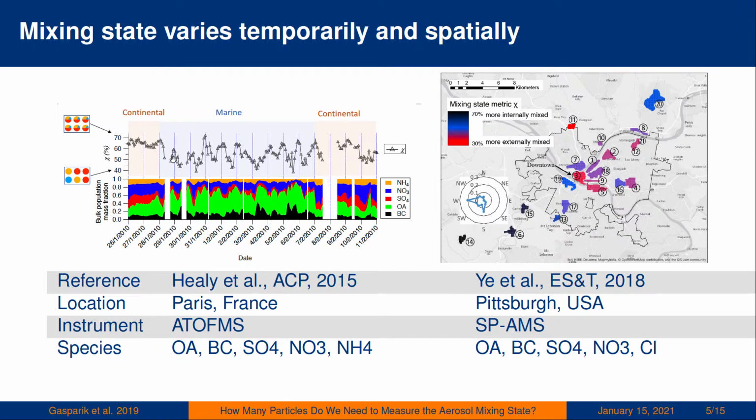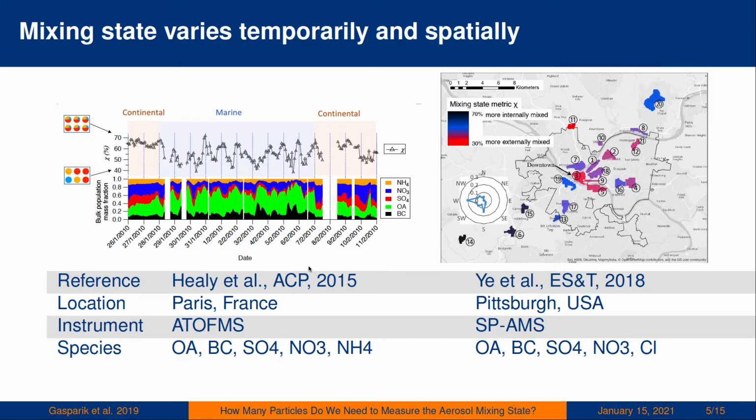Additionally, we can also see how mixing state varies horizontally, on the spatial scale, from Yi 2018, who is also one of the collaborators in this project. They measured the aerosol mixing state as a function of space in the Pittsburgh metro area. And as we can see here, upwind of the urban area they had more internally mixed particles, and then in the urban area, where we have the emissions, the mixing state varies quite a lot, and then particles obviously move downwind.